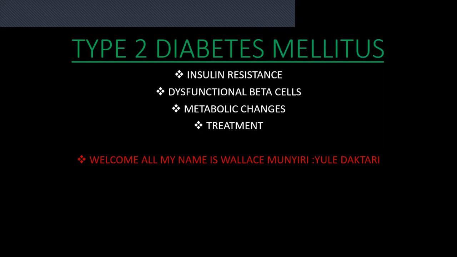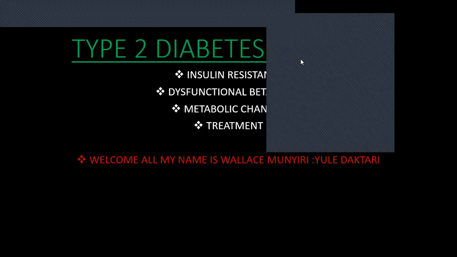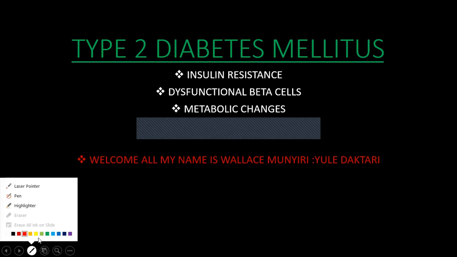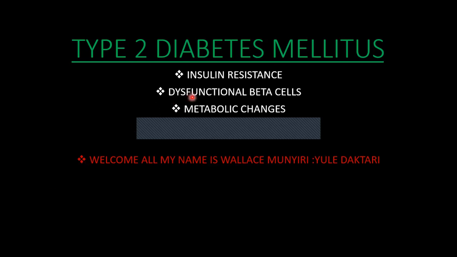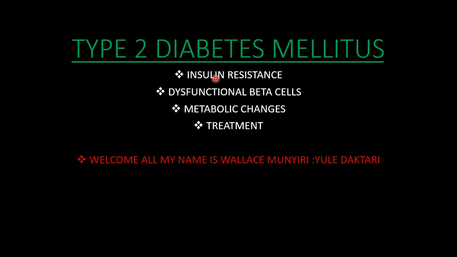So welcome. In today's session, we are going to look at diabetes, and at the end of this session, you should know how diabetes mellitus type 2 comes about, and it is brought about by insulin resistance combined with the dysfunction of beta cells. We are going to look at metabolic changes associated with type 2 diabetes mellitus and what are some treatment options available for type 2 diabetes mellitus.